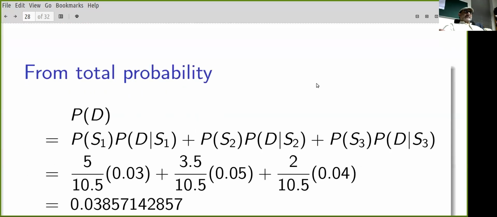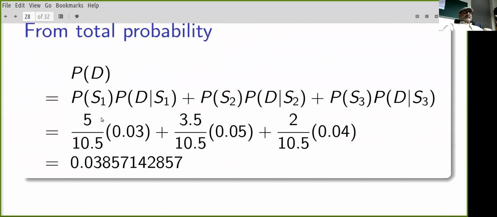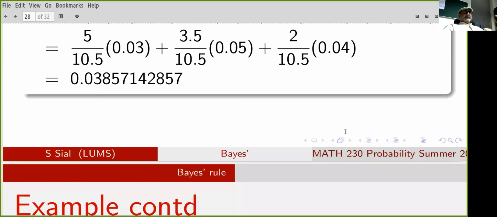Okay. So from total probability, remember S1, S2, S3 give a partition of the sample space S. So the probability of D is the probability of S1 times the probability of D given S1, plus the probability of S2 times the probability of D given S2, plus the probability of S3 times the probability of D given S3. Now we have all of those numbers, and we put them in, and we get like 3.86% is the probability that any brain will be defective.